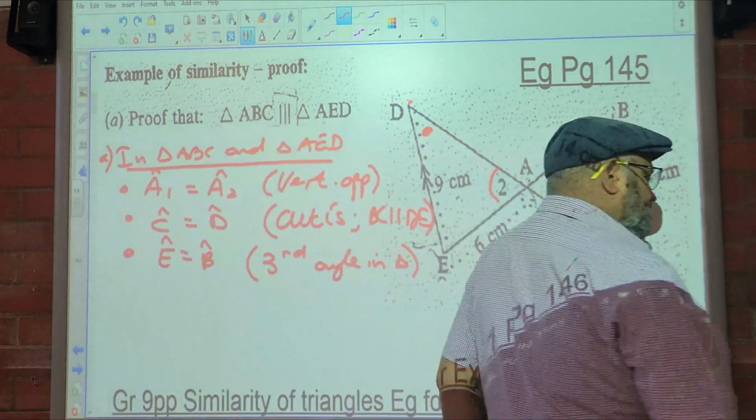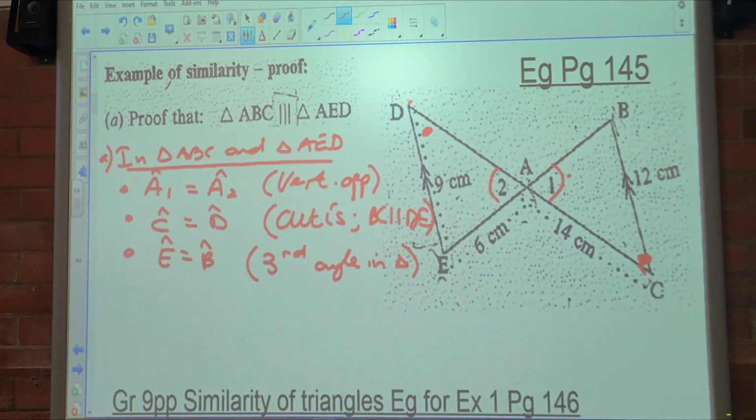At this point, is there any confusion? No? Let's go through it again. If they ask us to prove that two triangles are similar, what do we have to prove?